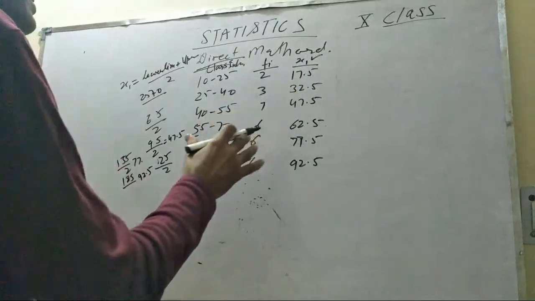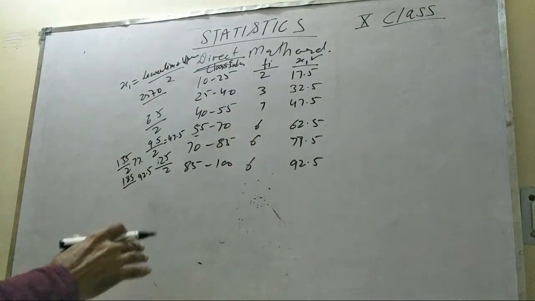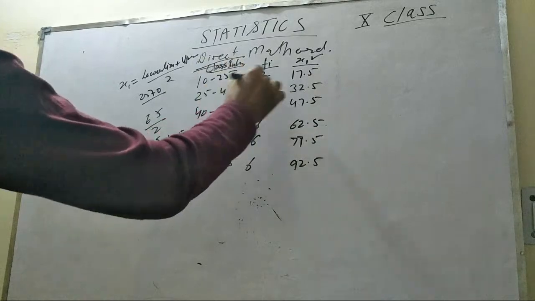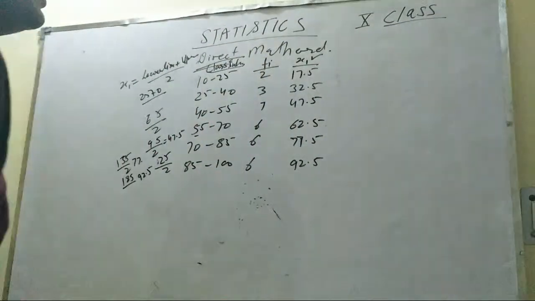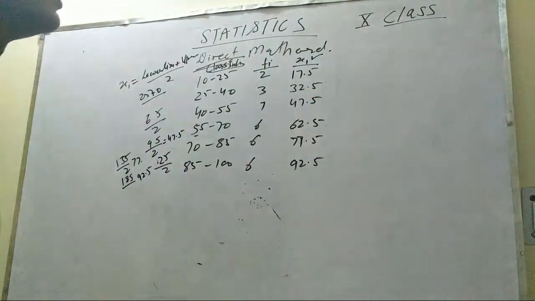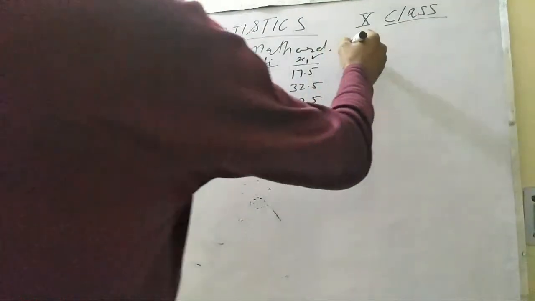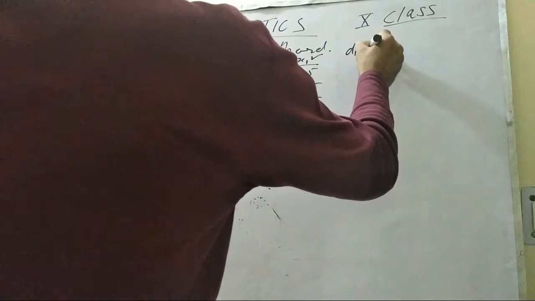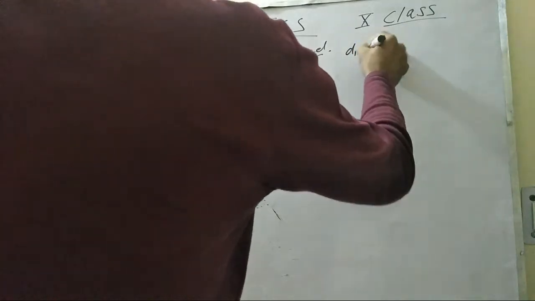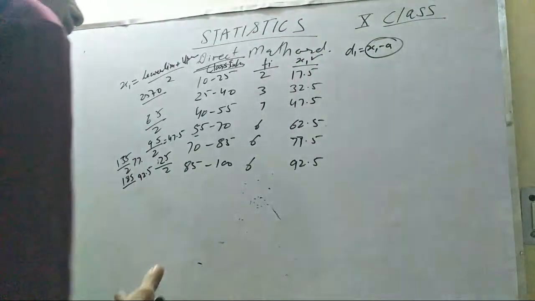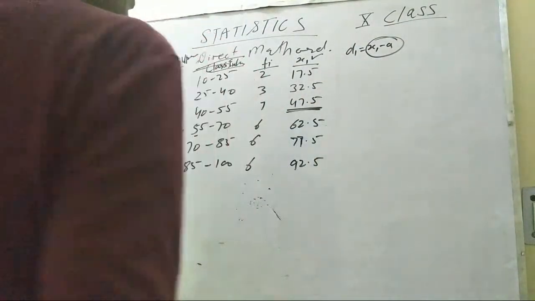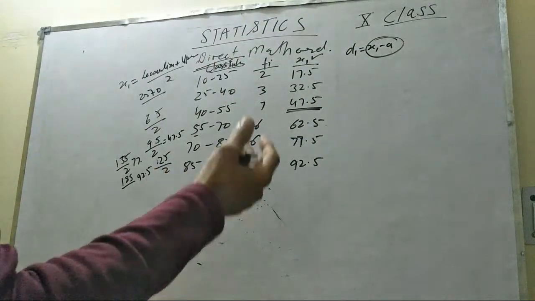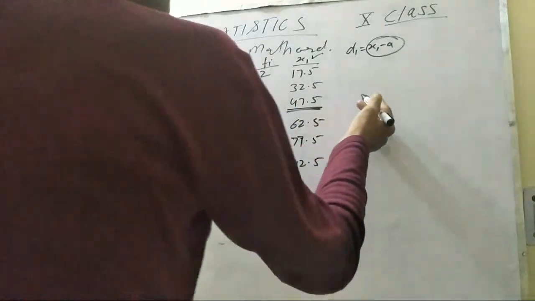क्लास साइज वी हैव, यानी कि दिस इज क्लास जो इंटरवल था, ये क्लास साइज लिया हमने, ये इसका मीन ले लिया दोनों इसका क्लास साइज का। And let d1 is equal to x1 minus a. What is the a? We suppose a is the middle number from where we find the value zeros.